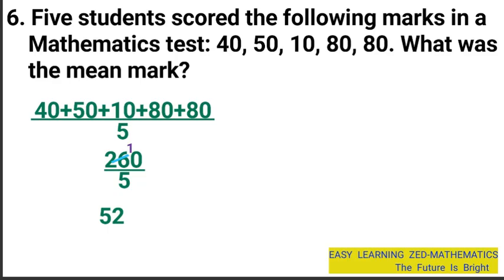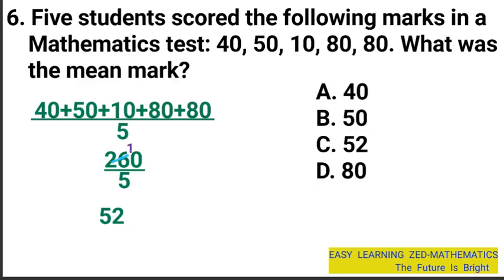I did not put the options. So here were the options: A, which is 40, B, which is 50, C, which is 52, and D, which is 80. So the correct answer was C, which is 52. Let's go to question number 7.